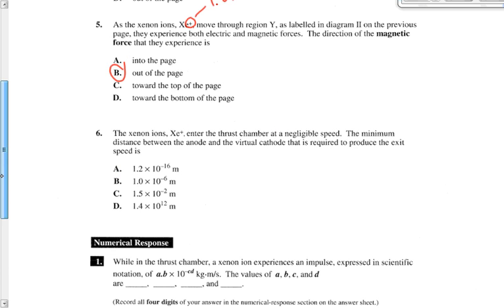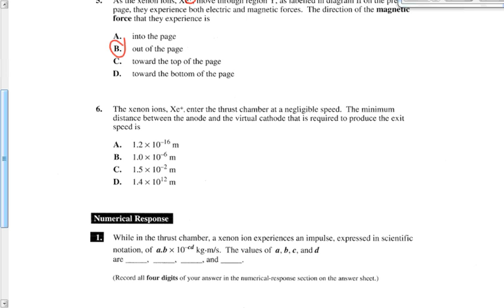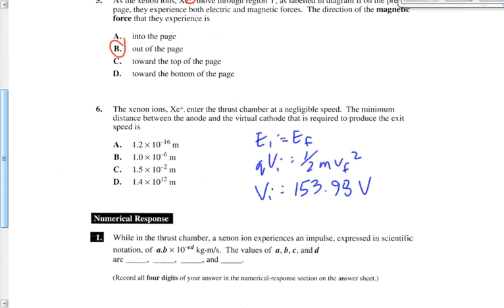All right, question 6. A xenon ion enters the thrust chamber at a negligible speed. What is the minimum distance between the anode and the cathode that's required to produce the exit speed? The minimum distance. I'll be honest with you, until I saw that word minimum distance, I thought Ei equals Ef. Charged particles speed up, right? We're going to say qV equals 1/2 mv squared, and we're going to solve for the initial potential. When we do that, we get 153.98 volts.